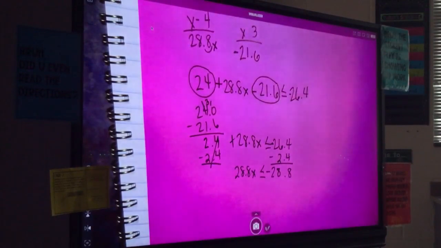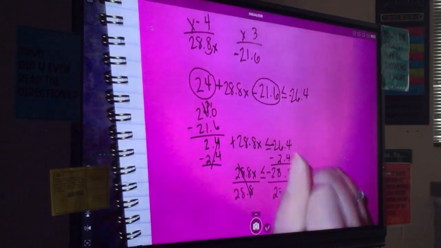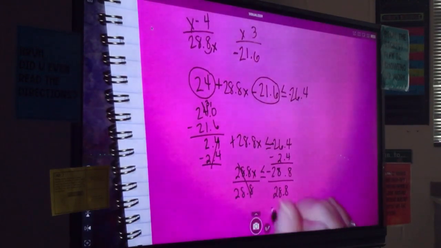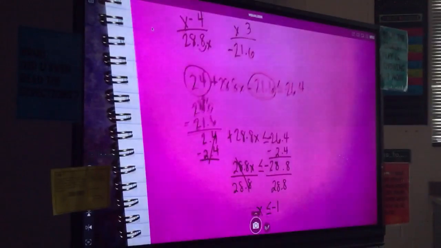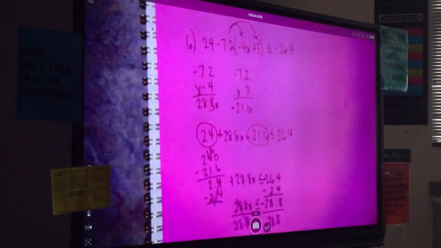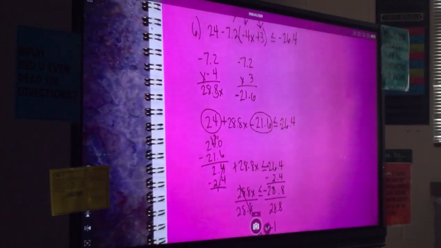From here, what do we do? So we've got our constant. We added or subtracted it, right? What's the last step in isolating your variable? Divide by what? So I'm going to divide by 28 and 8/10, right? All right, so 28 and 8/10 divided by 28 and 8/10 is what? 1. Negative 1 greater than or equal to x. That is the work for today, for that one, whatever you want to call it. Glue this into your notebook, please.